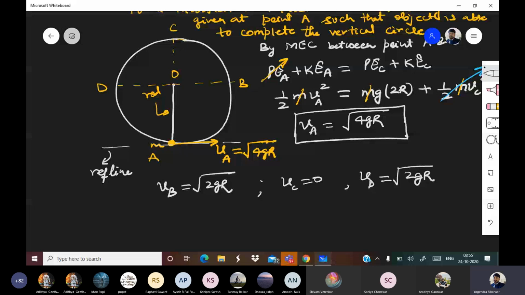Suppose this Diwali I distribute money amongst all the people and I don't give you anything, how much money have I given you? 0 or tending to 0? 0. Absolutely correct. So at point C, it will be 0.